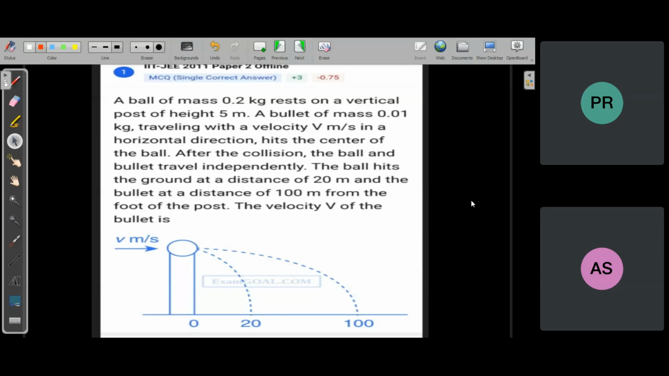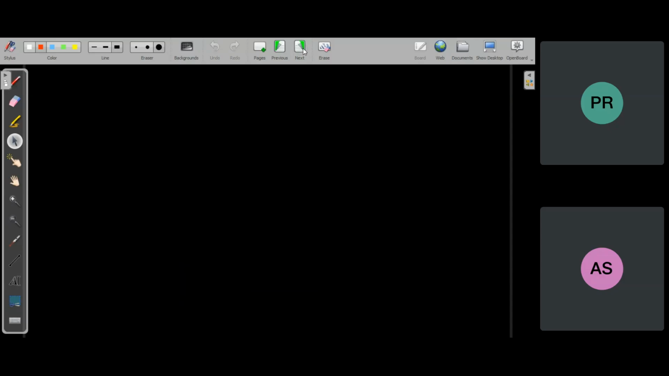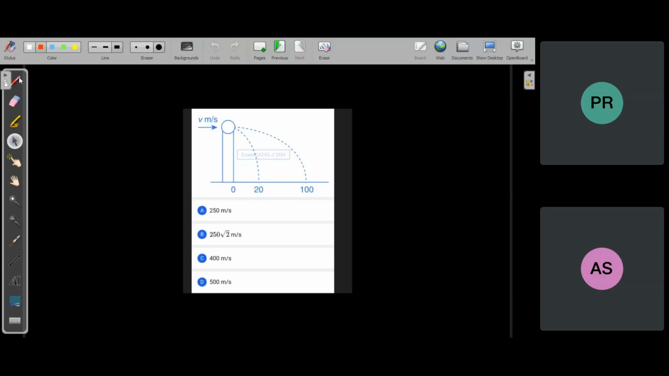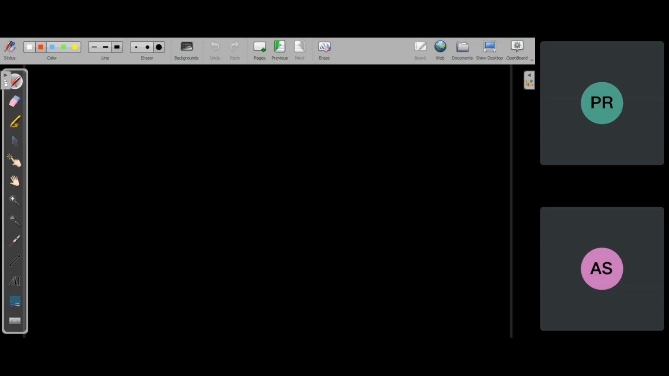Yes, that is the correct answer. 500 meters per second is the correct answer. So the last option, the fourth option, is correct. Yes, sir. Okay, good. So you saw that in all the questions, conservation of momentum is coming. Yes, sir.